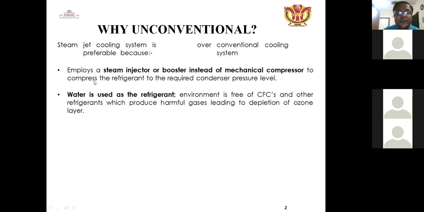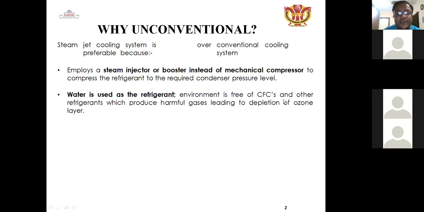Why unconventional? Steam jet cooling system is preferable over conventional cooling because the system employs a steam injector or booster instead of a mechanical compressor to compress the refrigerant to the required condenser pressure level. Water is used as the refrigerant.